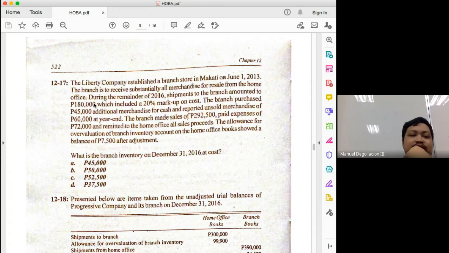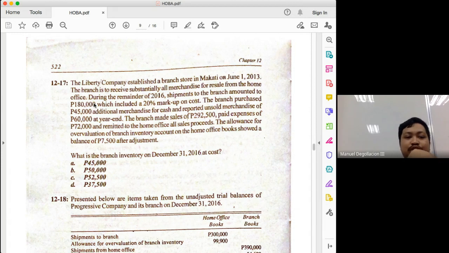As what we have discussed before, class, the markup on the ending inventory of the branch is the same as the adjusted or ending balance of the allowance account. Again, what we need here to solve the problem is the markup on the ending inventory. But we also know already that the markup on the ending inventory is simply the ending balance or the adjusted balance of the allowance account. And good thing for us is that the problem already gives the ending balance or the adjusted balance of the allowance account.